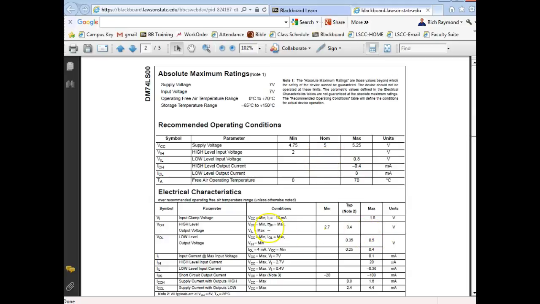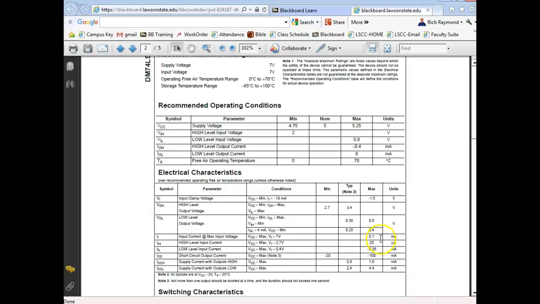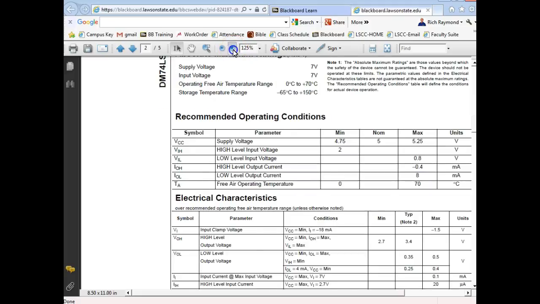But here it says, okay, VIH. So this guy right here is going to require 100 milliamps. I'm sorry, VIH right here. This guy is going to require 360 microamps. So make sure I'm on the right thing. VIH, I'm sorry, right here. 20 microamps. Sorry, let me blow this up. Let's see.